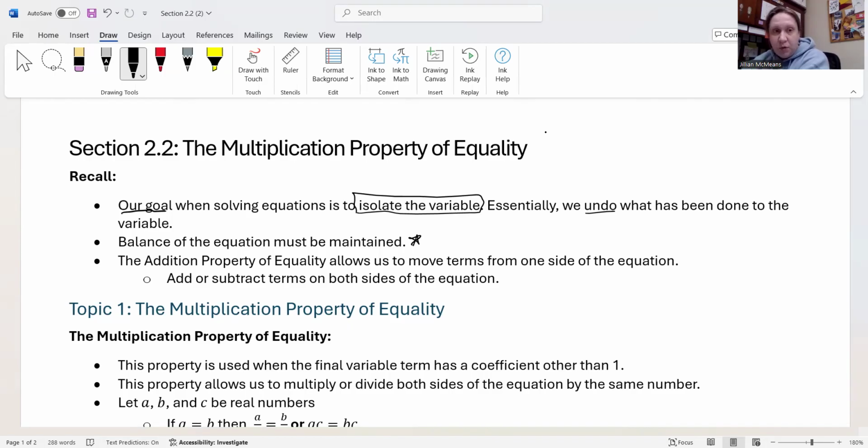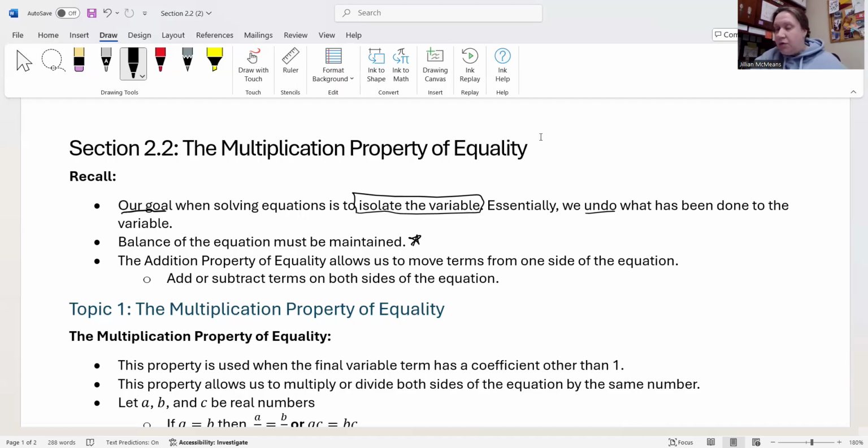of the equation. Okay. And the first property we talked about was the addition property of equality, which allows us to move terms from one side to the other of the equation by adding or subtracting. So you can add or subtract from the left, but you have to add or subtract from the right. I can't say that enough. You have to maintain balance. So whatever we do to start isolating the variable, we have to do to both sides of the equation.